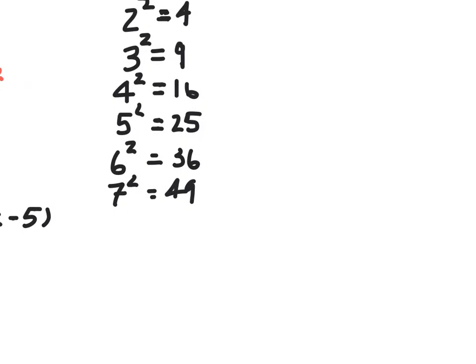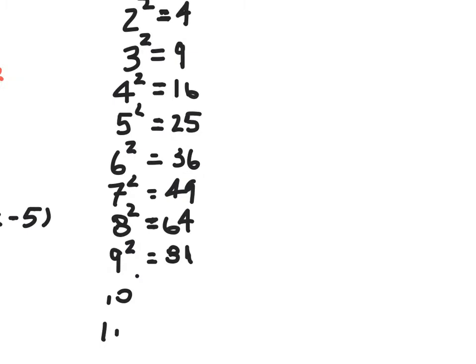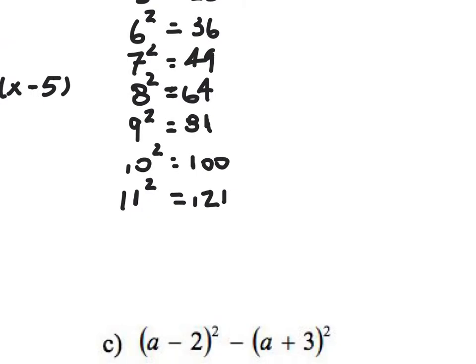And then I've got 8 squared, and that's going to give me 64. We have 9 squared, which is equal to 81. Let's go up to 10 squared and 11 squared. 10 times 10 is going to give us 100. 11 squared is going to give us 121. And then let's do 12 squared. That's going to give us 144.